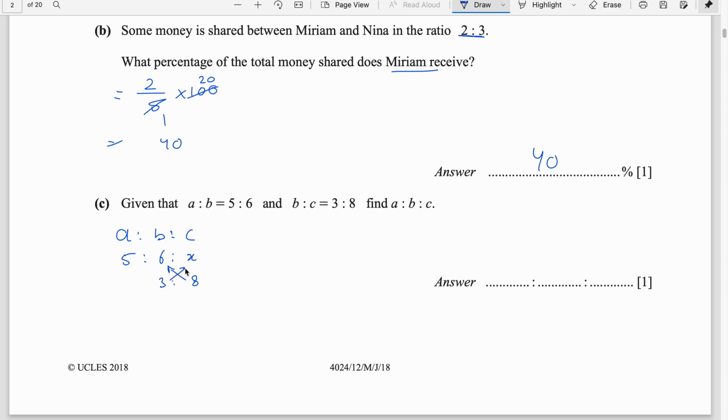So cross multiply. 6 into 8 is equals to 3x. 6 into 8 by 3 is equals to x. 3 2 times, so 8 2 times is 16. So we know A ratio B ratio C is 5 ratio 6 ratio 16.